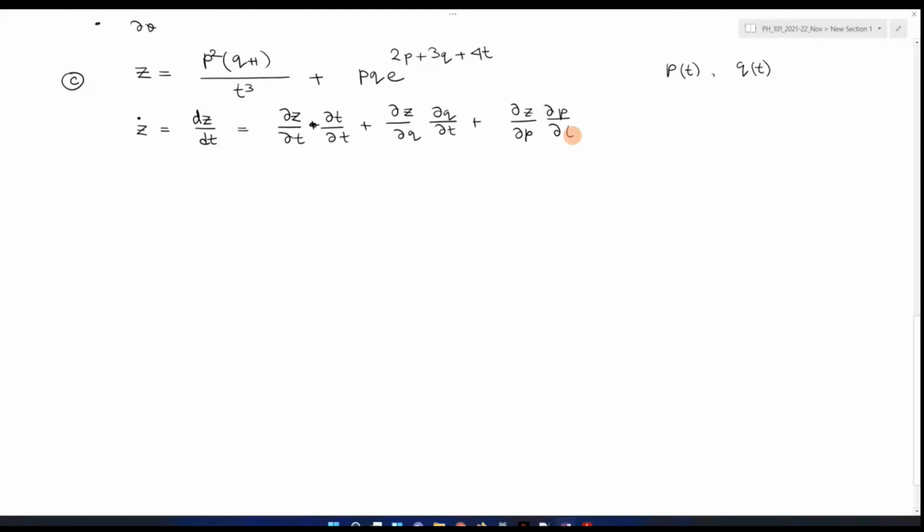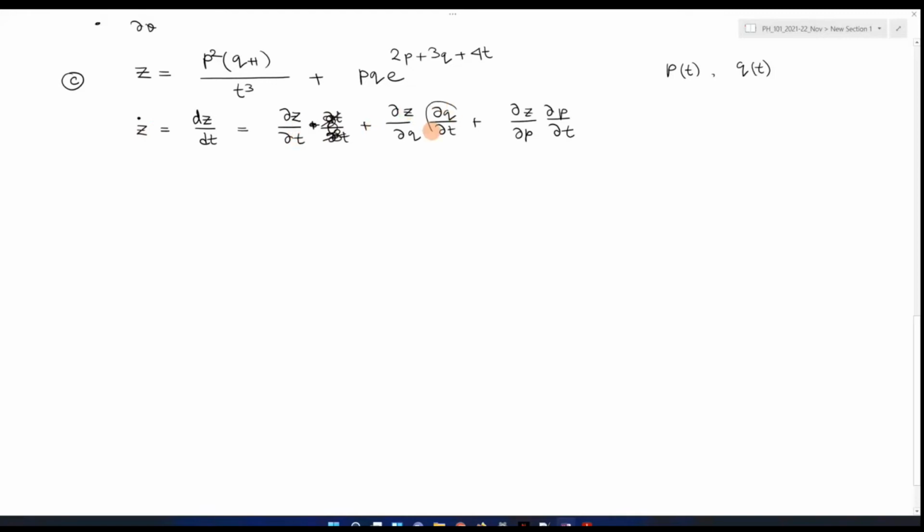Okay, now you check. dt can get cancelled, it will give del z by del t. dq can get cancelled, dp can get cancelled, del z by del t, it will look like this. Now see, this dt and dt are the same, right? This will give 1, so we don't have to write this part. So z dot can be written as del z by del t plus del z by del q.